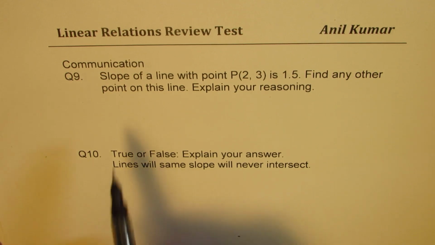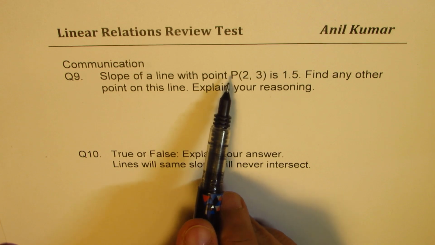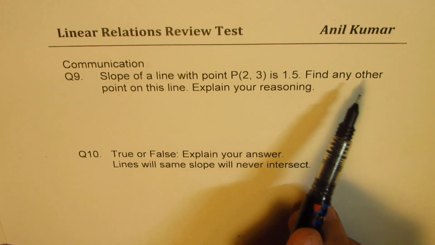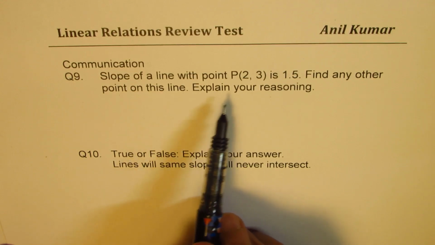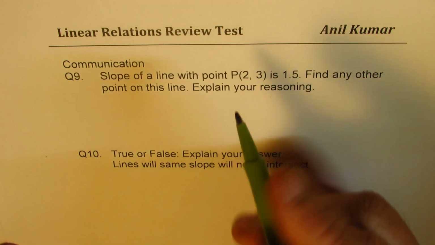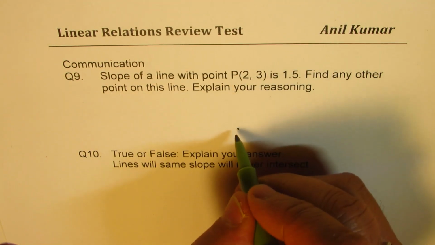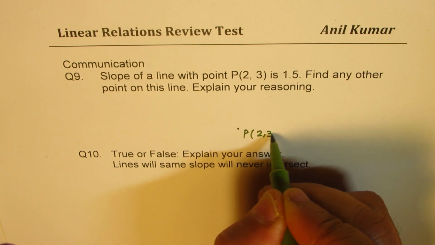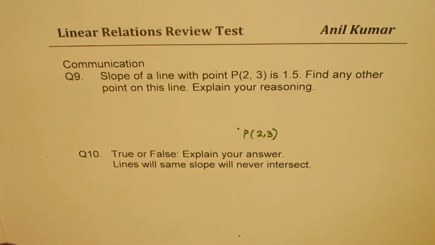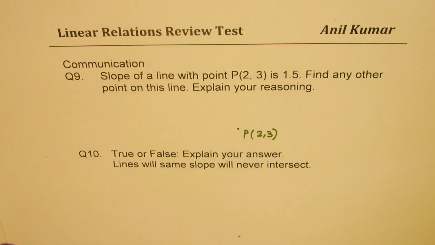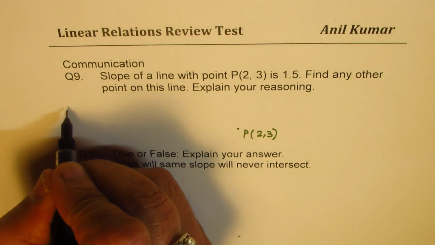Question number 9. The slope of a line with point P (2, 3) is 1.5. Find any other point on this line. Explain your reasoning. So this is a very interesting question. We have a point which is (2, 3), right? So this point P is given to us as (2, 3). Now, we know that the slope is 1.5. When I say slope, m is 1.5.